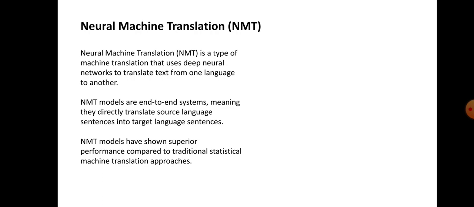So let's give an example. If any system wants to translate one language to another language, it uses NMT, neural machine translation. So it uses deep neural networks to translate from one language to another language. So these are connected end-to-end systems, meaning they directly translate source language sentences into target language sentences.